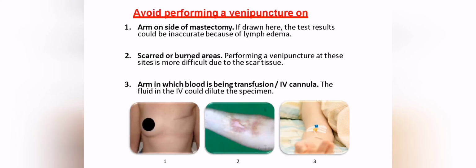As a safety measure, avoid performing venipuncture on the arm on the side of a mastectomy. If blood is drawn here, the test result could be inaccurate because of lymphedema. Second is scar or burn tissue. Performing venipuncture at this site is more difficult due to the scar tissue formation. Next, the arm in which blood is being transfused. The IV fluid in the intravenous line could dilute the specimen.